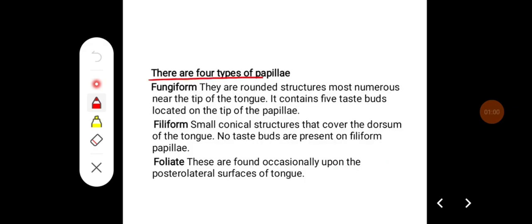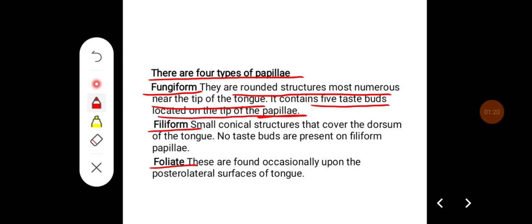There are four types of papillae in which these chemoreceptors are present. They are called as fungiform, filiform, foliate, and circumvallate papillae. The fungiform, they are rounded structures most numerous near the tip of the tongue, and they contain 5 taste buds located on the tip of the papillae. Then filiform, these are the small conical structures that cover the dorsum of the tongue.